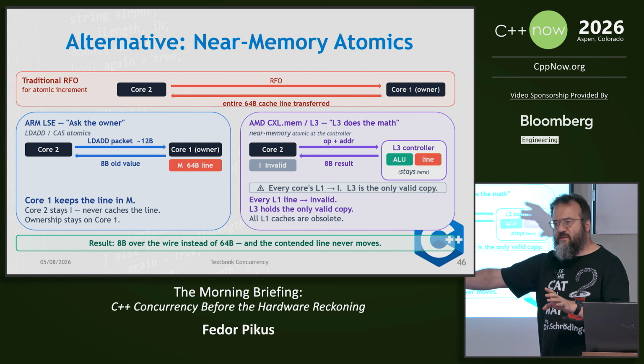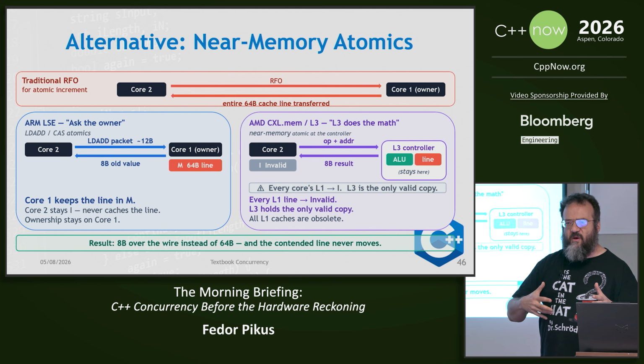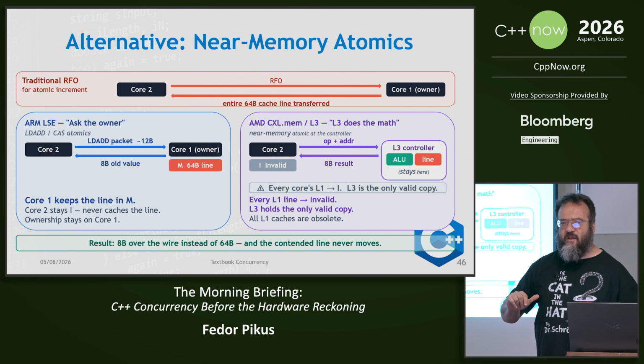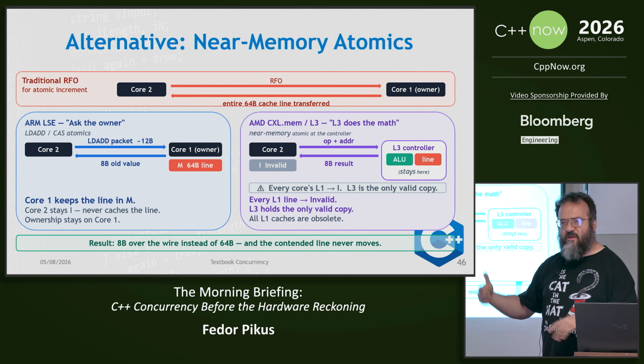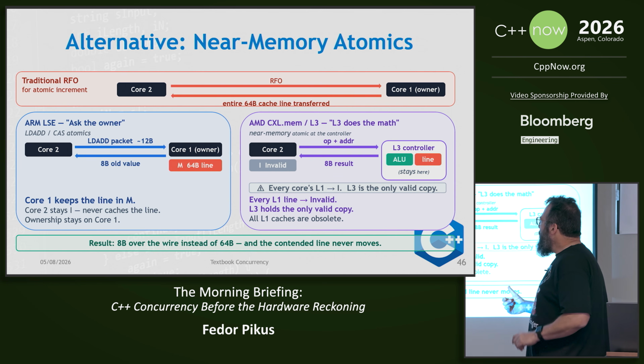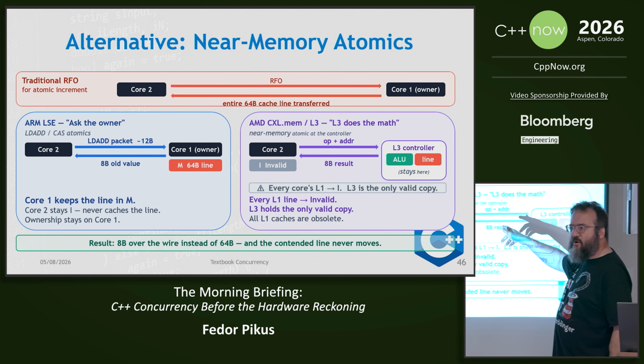A special packet gets sent through the interconnect. If you wanted the result back, you get your 8 bytes of the full cache line, and you never get exclusive ownership of the cache line. If you didn't want the result back, you get nothing. The increment is done. AMD, now in Zen 4 and above, also added near-memory atomics. They're different.